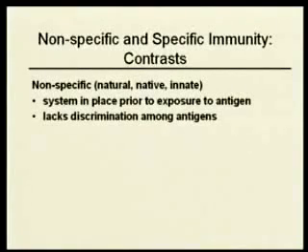The innate immune response lacks discrimination between antigens. So it doesn't really recognize specific antigens, but it recognizes situations. For example, if a cell of your body loses expression of the MHC class 1 molecule, natural killer cells can recognize that cell and say this is not a normal cell and get rid of it. It's not necessarily recognizing a specific antigen, it's recognizing a particular situation.